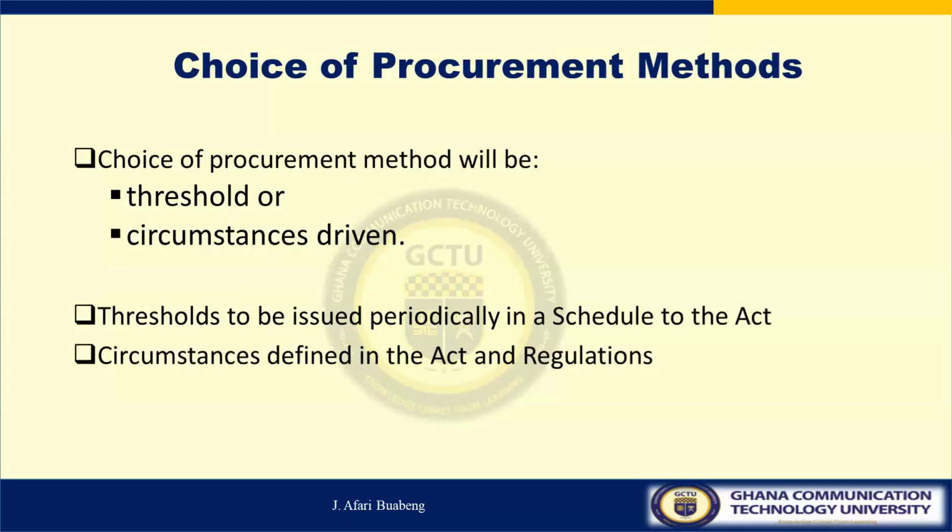Okay. Now, to be able to select method A, B, or C is dependent primarily on what we term as what? Threshold. In other words, procurement method must be selected based on what? The threshold. That is the primary determinant of a procurement method.